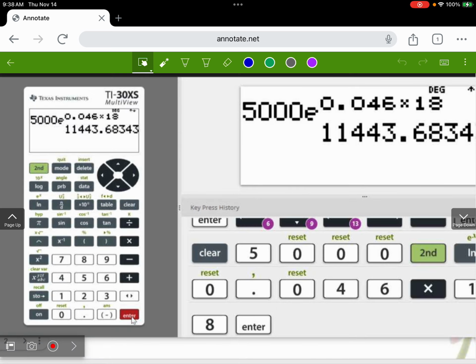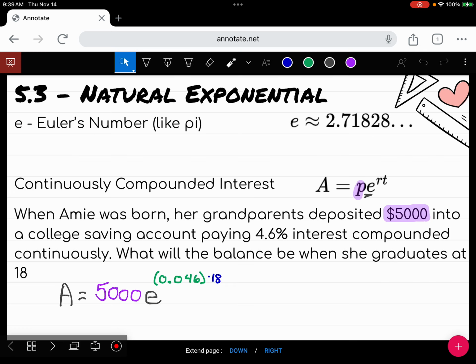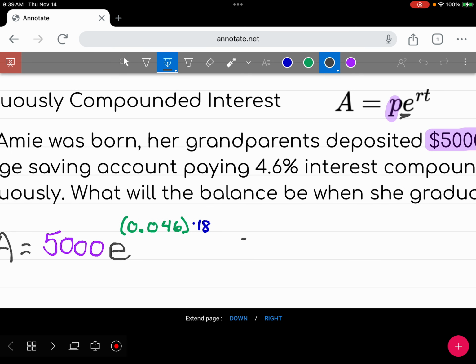Where are we going to round? We are in money. So 2 decimal places. So $11,443.68.